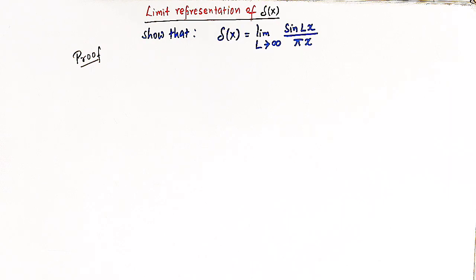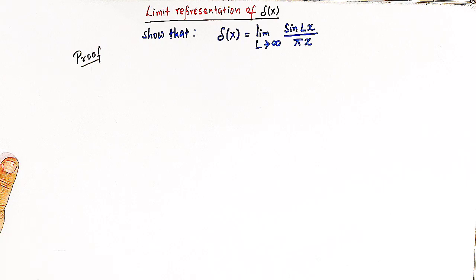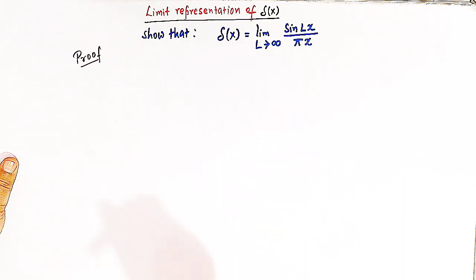So viewers, we have already discussed some representations of the Dirac delta function in our earlier videos, and in this class we'll see how we can represent the delta function as this limit using the concept of Fourier transforms, right? So let us first quickly see the Fourier transform of the delta function and the inverse Fourier transform of the delta function, right? Because we can arrive at this result by utilizing the concept of Fourier transform and inverse Fourier transform.